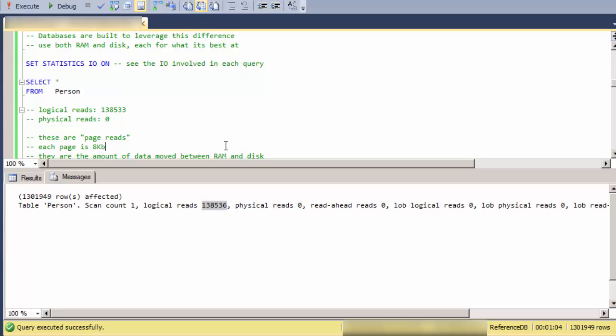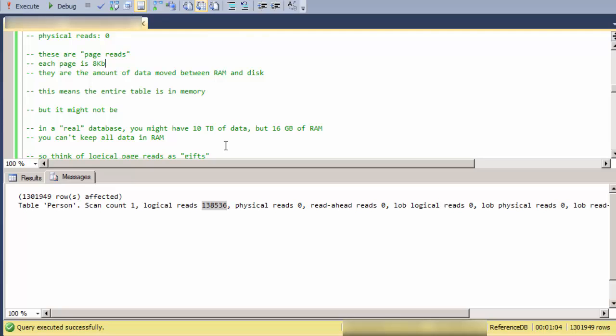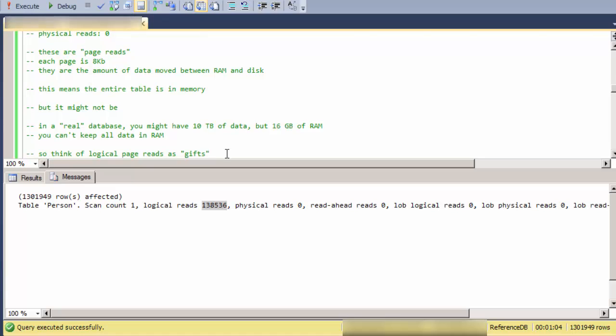This is not necessarily realistic for a real database. Since RAM is expensive and volatile, typically most of your data is going to be on a disk. So I might have 10 terabytes of data on a disk and maybe 16 gigabytes of RAM. And so I can't get every bit of the data in RAM. So I always think of these logical reads as gifts.